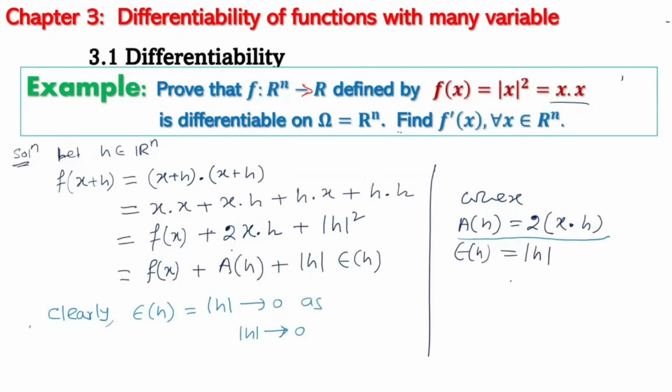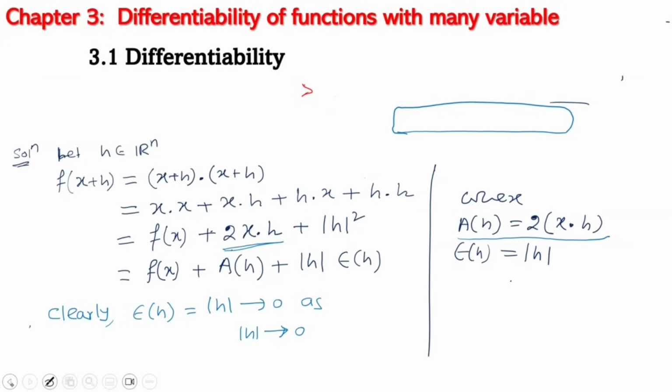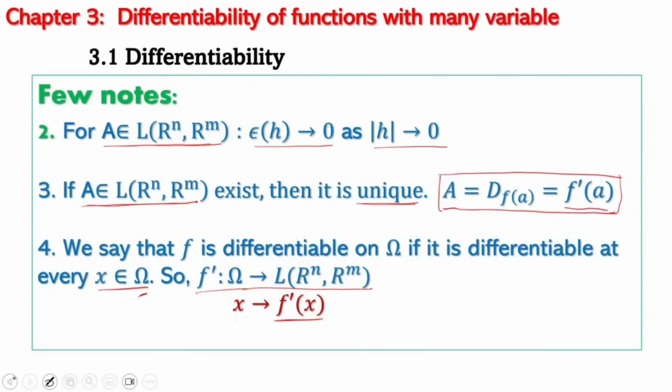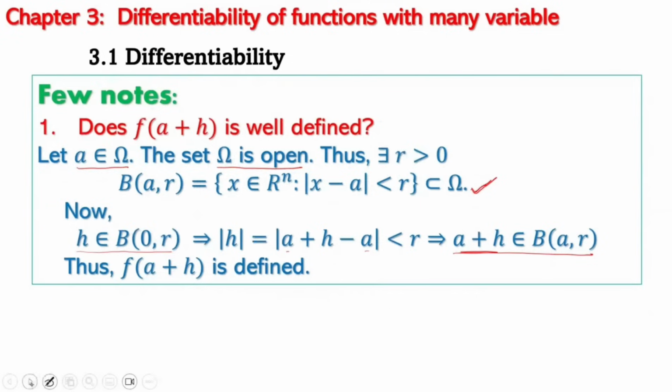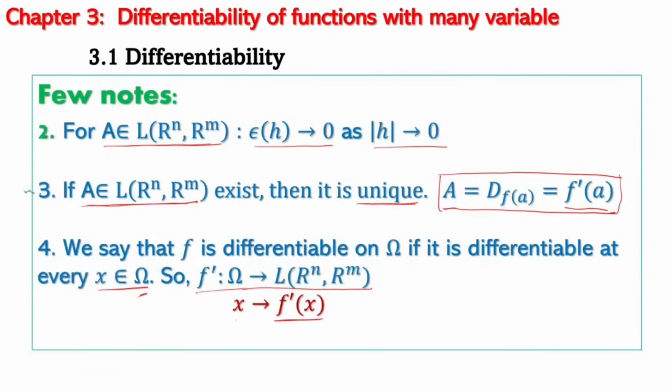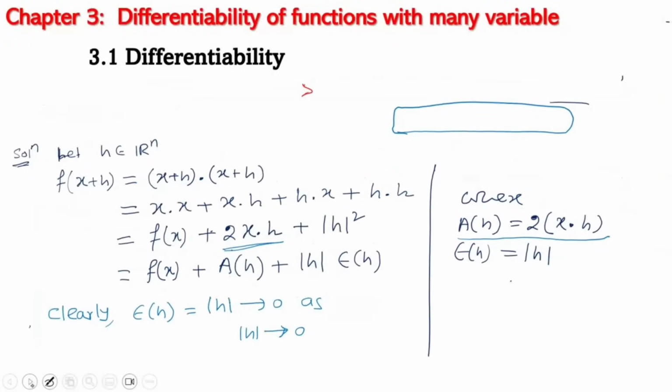Okay, now this question asks us to find f dash x. We will find this f dash x after some slides. But we'll note it here that it will be this A h, 2 x dot h, because of this remark. Because of this one, we can say that f dash x on h is equal to 2 x dot h.